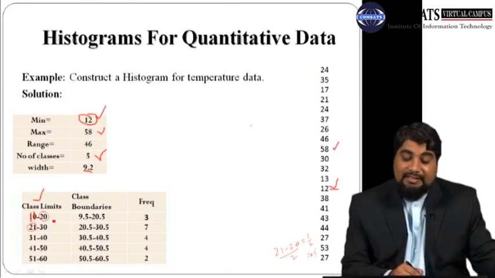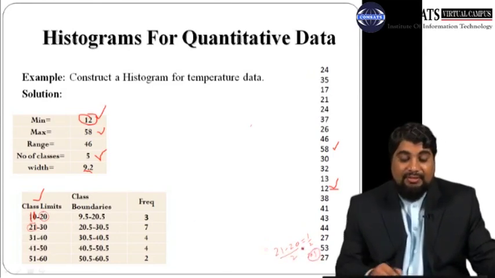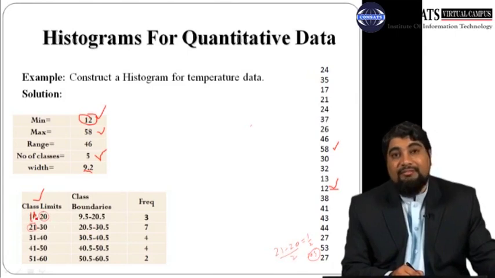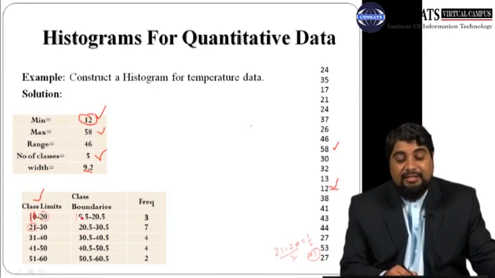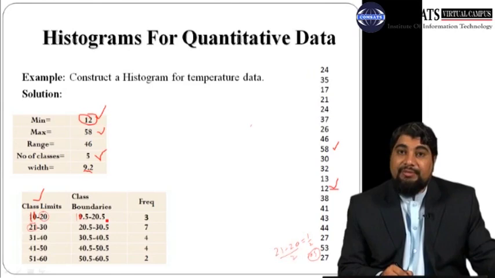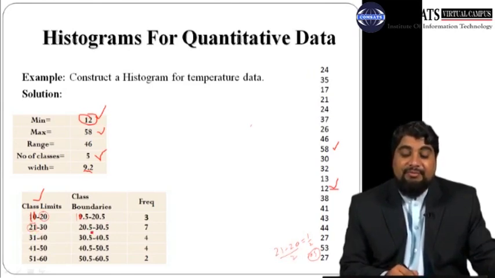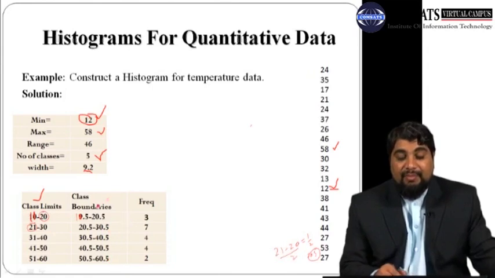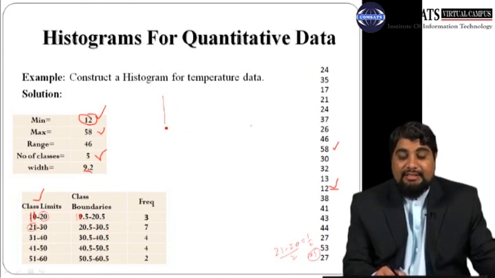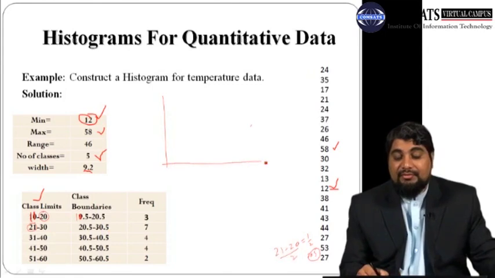So subtract this number 0.5 from this lower limit. So 11 minus 0.5, you get 10.5, and add the same number 0.5 to this upper limit. So it is 20.5, and then subtract 0.5 from 21, you get 20.5, add 0.5 to 30, we get 30.5, and so on. So now in order to construct the histogram, just take class boundaries, CB.